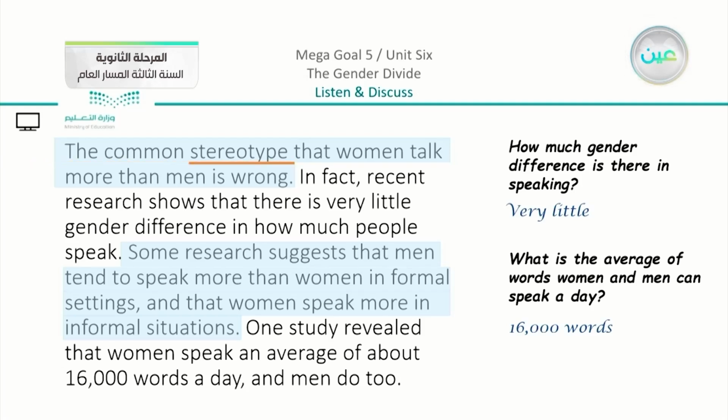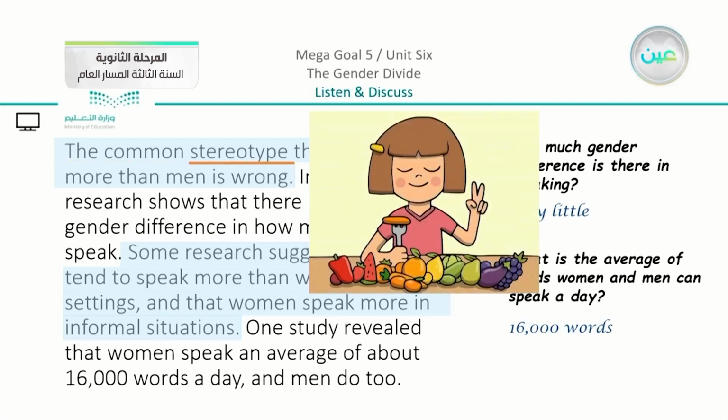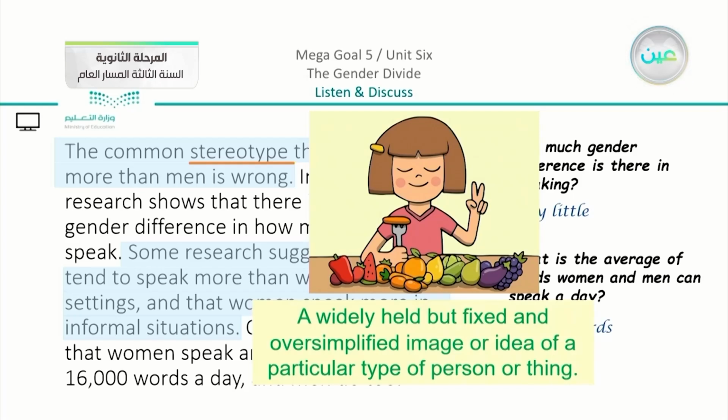Now we do have two words from the words that we mentioned in the vocabulary part. We have the first word, which is stereotype. Now relating to the picture that we have here, there's an idea that children basically do not like to eat vegetables or fruit. This is just a stereotyped idea. Now we can say that a stereotype is a widely held but fixed and oversimplified image or idea of a particular type of person or thing. So it's just an idea that people have in mind about a person or a thing.